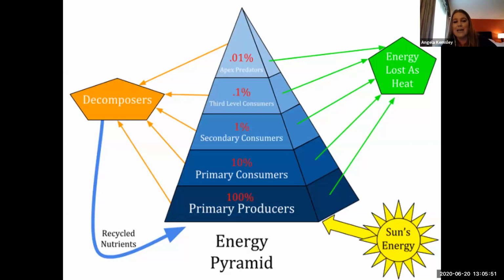Once those things die, they're going to be decomposed, and then they're going to go through a cycle where their decomposing bodies are going to be turned into nutrients that are put back into the soil from which the producers grow. So it's this whole circle of life.